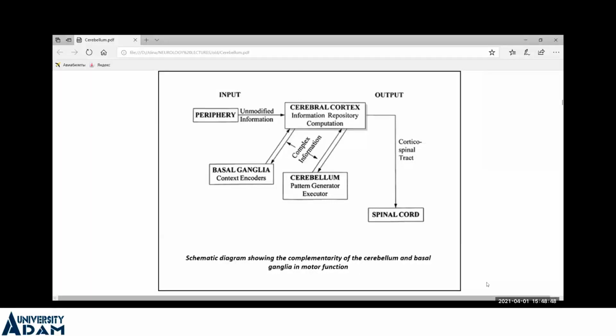Can I draw on the slide? No? Why can I not draw on the slide? Okay, let's open Paint. One minute, okay, guys? Because unfortunately I cannot draw on the slides. I don't know why.